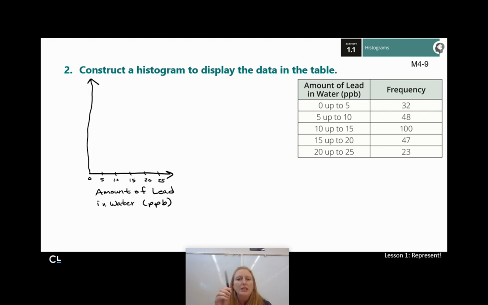All right, now we said the frequency was the height, right? The frequency was the number of things that were in that bin, and that's our height. So that means that's going to be my y-axis, isn't it? So let me label my y-axis. It looks like I go all the way up to 100. So I'm going to go up to 100 at the top here. And of course, we have 0 at the bottom. And let's just count by tens.